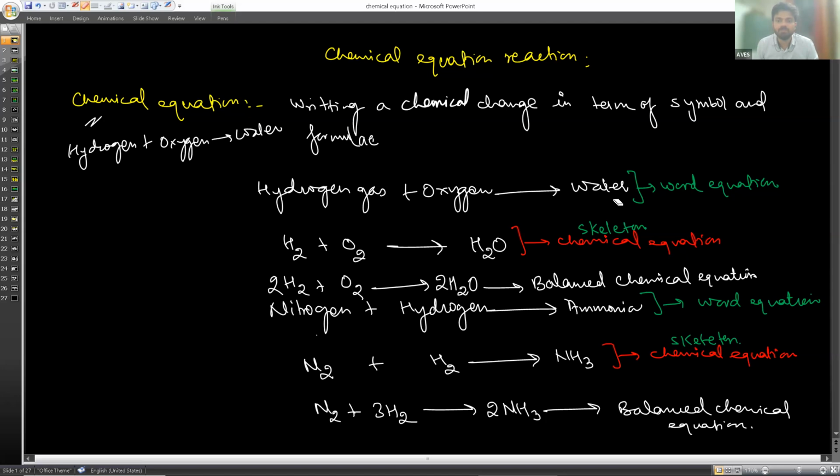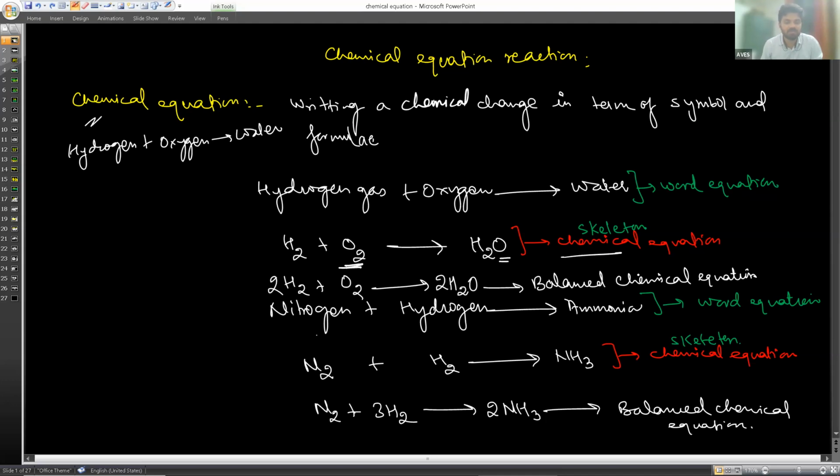If you write it in words, like hydrogen gas plus oxygen gas gives water, it is a word equation. And here you check that this is H2, this is O2, but there are two oxygen atoms on one side and only one oxygen atom on the other. So this is not a balanced chemical equation. We say it is a skeleton chemical equation. We use the word skeleton or unbalanced. If we balance this one, it will be considered a balanced chemical equation.